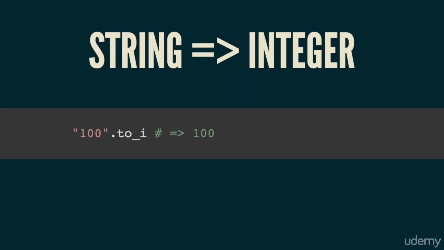It's also often useful to be able to convert to different types. So for example, we can convert a string to an integer by using a special method here called to_i. What we're doing in this case is calling the method on the string. So we're doing "100".to_i, and that will return us an integer.